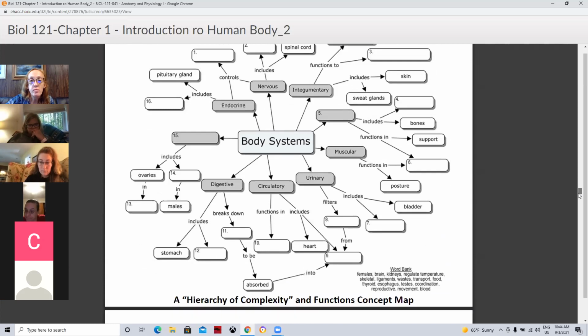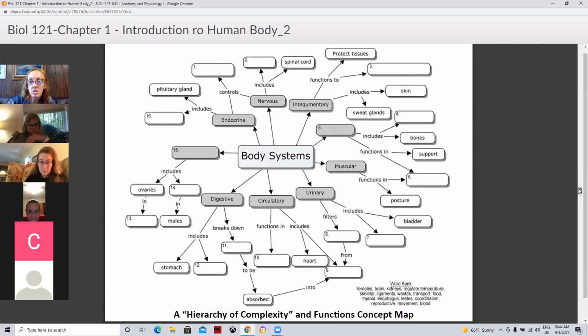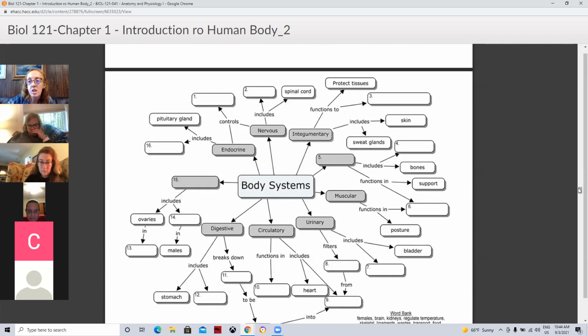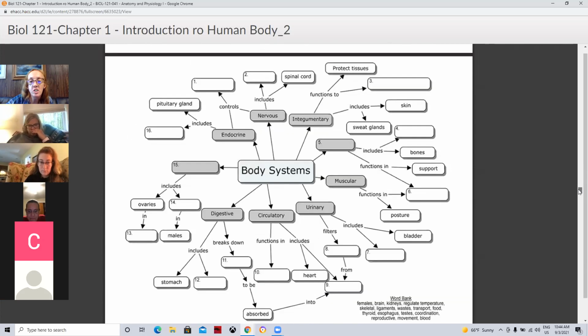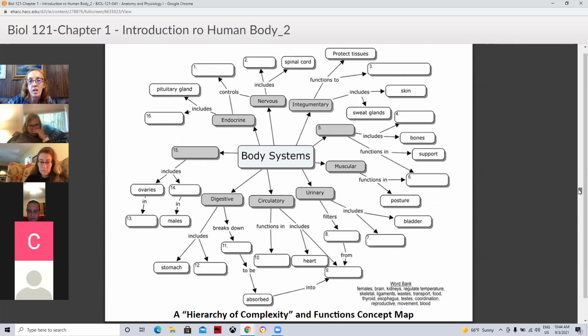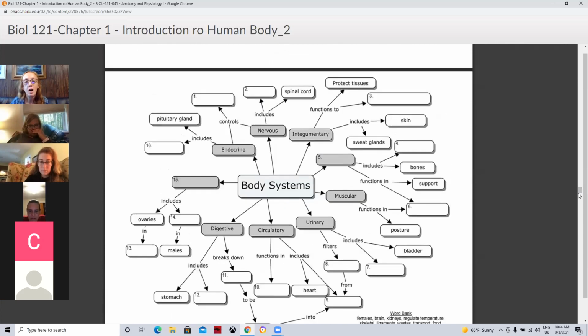One thing that I'm going to show you here, and I know they often use these to describe physiology, is function concept maps. If I can get it and not have it shift around on me. So body systems: endocrine, nervous, integumentary. The body system that's associated with bones and support is the skeletal. The skeletal system includes bones and cartilage and ligaments and tendons.